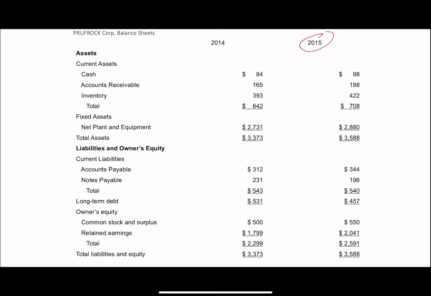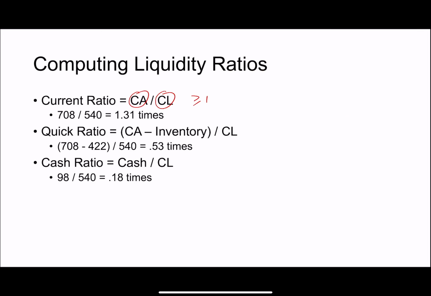So let's see. We have our total current assets right here, 708. That includes cash, accounts receivable, and inventories. And our current liabilities are 540. Those include accounts payable and notes payable. Again, these are all your current assets and liabilities. So we take 708, divide by 540, and we get 1.31.